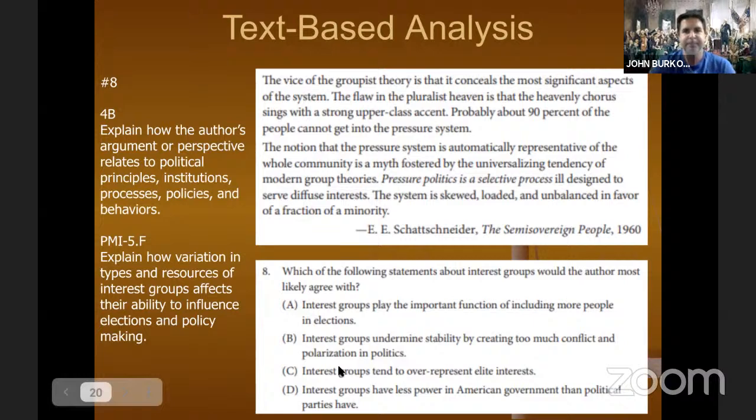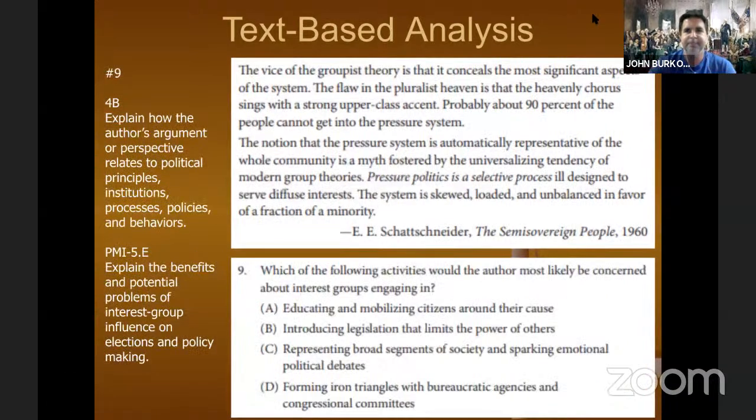Okay. Let's go to number 9. Which of the following activities would the author most likely be concerned about interest groups engaging in? Most likely be concerned. It's the same skill. Now we're getting into potential problems of interest group influence on policymaking. Would it be educating and mobilizing citizens around their cause? That would be awesome. Of course, we're not going to be concerned about that. We want that. Introducing legislation that limits the power of others.